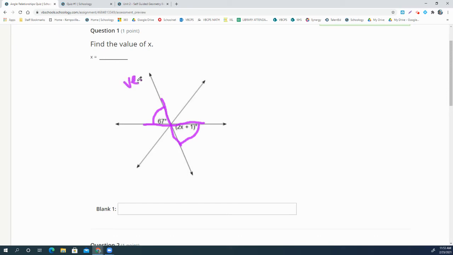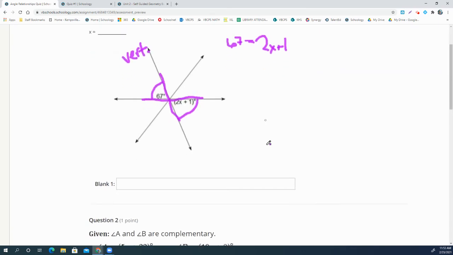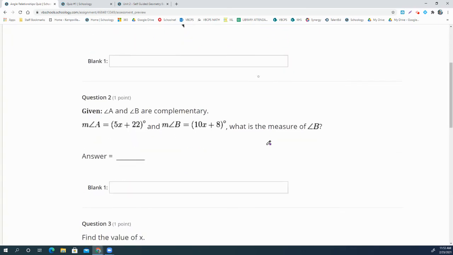Vertical, okay? If you're not sure what vertical is, please go look in your digital notebook, okay? I think it's page like 15 or 16. It's the very end. So you're going to set these two things equal to each other. 67 equals 2x plus 1. Okay? Questions on that? Do we need to solve it?